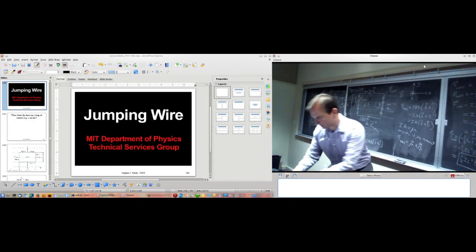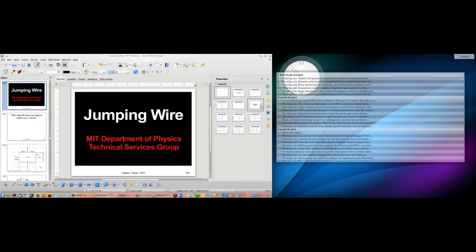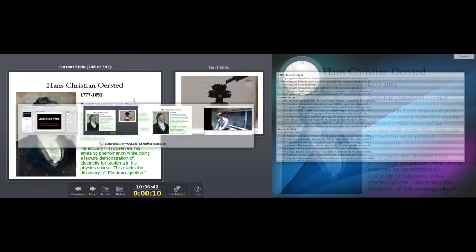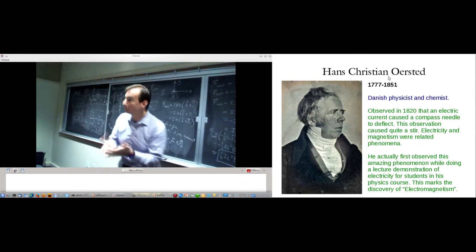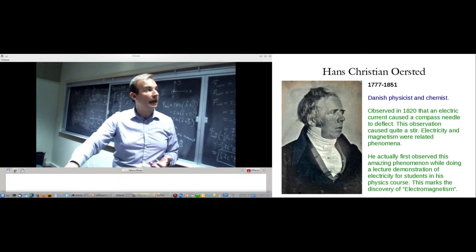Okay? So, let me reinforce this a bit. Okay, so Hans Christian Oersted, here he is, Danish physicist and chemist. And as I said, he observed in 1820 that electric current caused a compass needle to deflect. That was his basic, simple observation of the natural world. And it caused quite a stir when he published his results. I mean, anybody could reproduce it if they had an electrochemical cell, what we call a battery now, some wire and a compass needle.